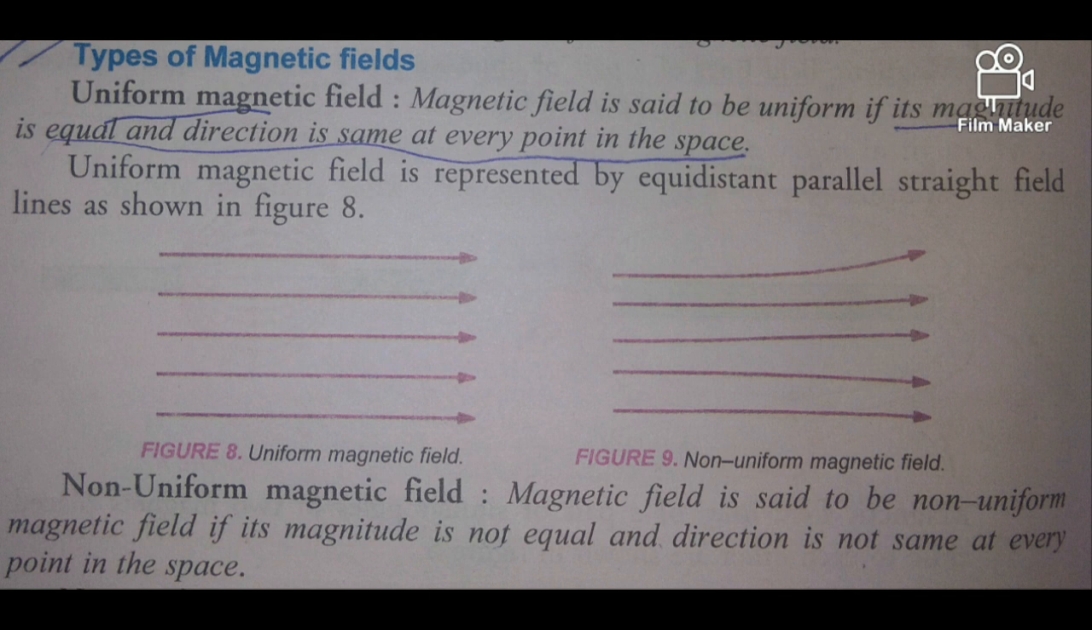Whereas if the magnitude is not equal and the direction is not the same at every point, then we call it a non-uniform magnetic field, just like when the lines have a curve at the sides, when they come out from the north, take a curved path, and enter through the south end. At that point they make the non-uniform magnetic field. So that's all for today.